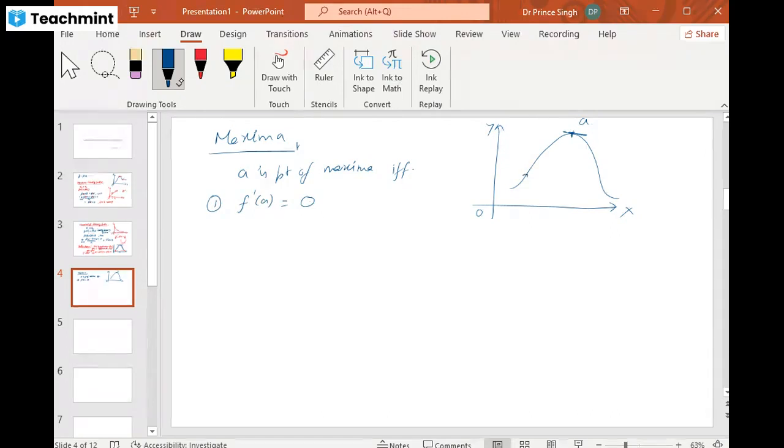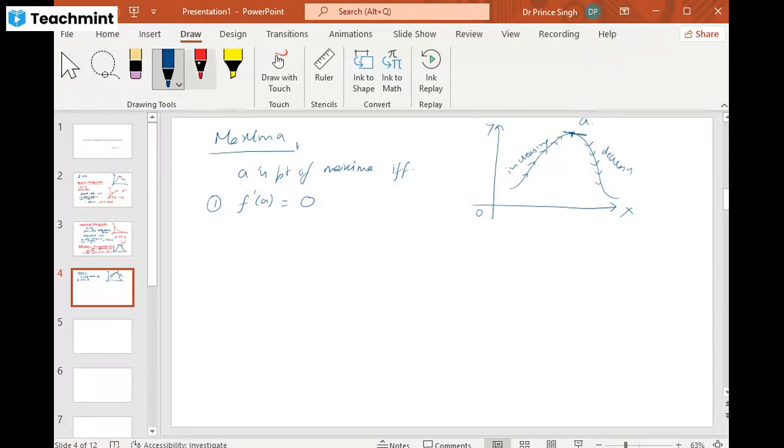But in the left neighborhood of the point, your function is an increasing function, and in the right neighborhood of the point, your function is a decreasing function. So on this side, your function is increasing, and on this side, your function is decreasing.